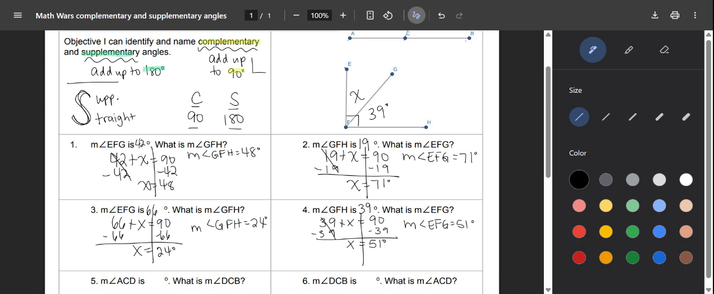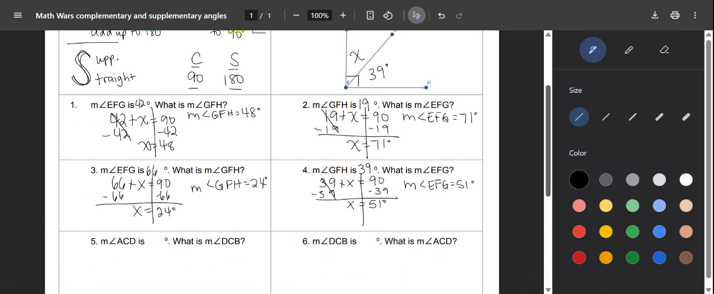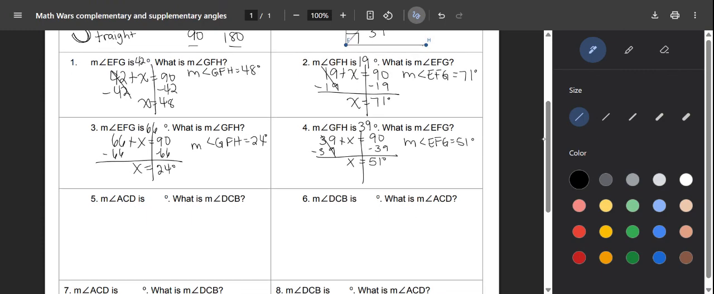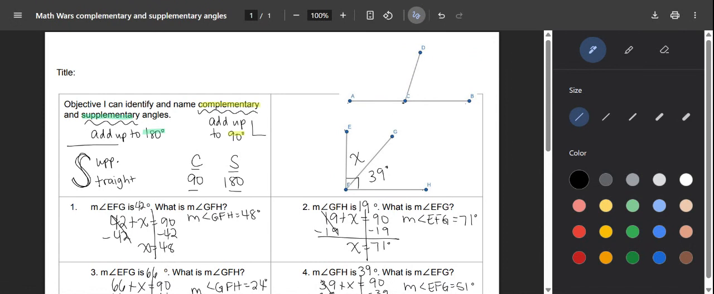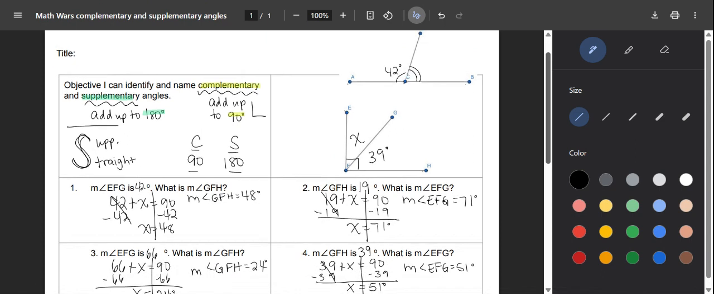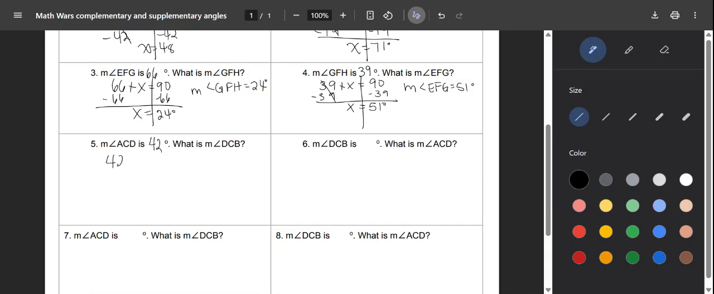All right, we are ready to move on to number 5. Number 5 is an I do problem. And they tell us the measure of angle ACD is 42 degrees. So you may have noticed our numbers changed. We're going to go to the other diagram. ACD is 42 degrees. And then both of these angles will add up to 180. So we will set up our equation a little differently. We'll say 42 plus x equals 180 because it was a straight line. So we'll take 42 away from both sides. And that gets us 138.